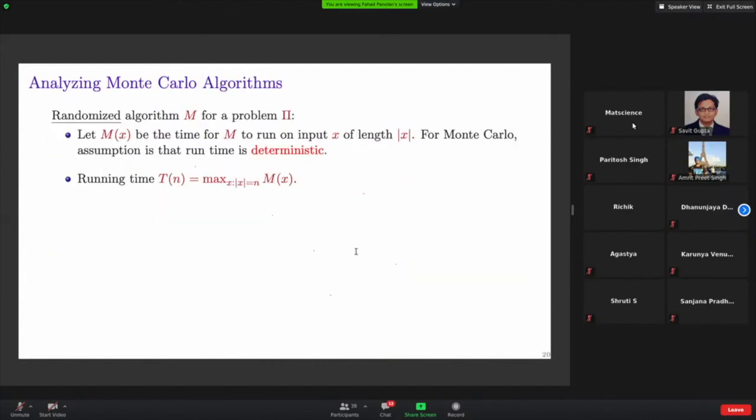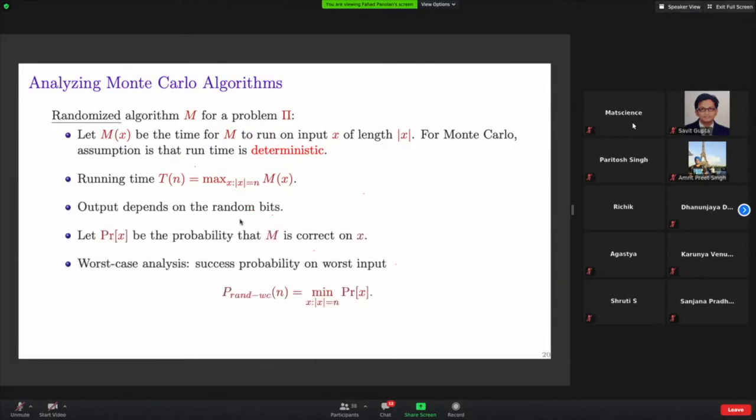And here is the final slide. How do we analyze Monte Carlo algorithms? Suppose M is a randomized algorithm, a Monte Carlo algorithm on pi, and T of x is the running time on an input of length mod x. It does not depend on the random bits, or in other words, it is the max over r of M of x comma r. So the running time is deterministic. It is the worst running time on an input of length n. That is what T of n is.